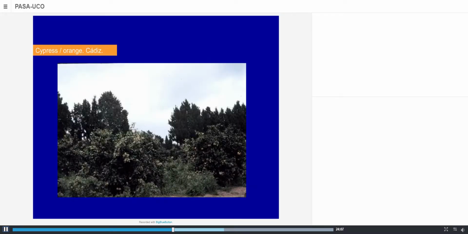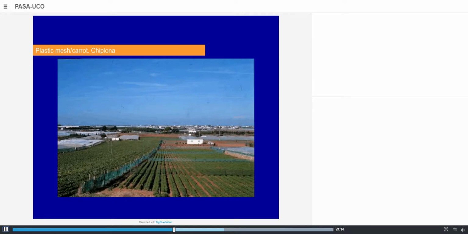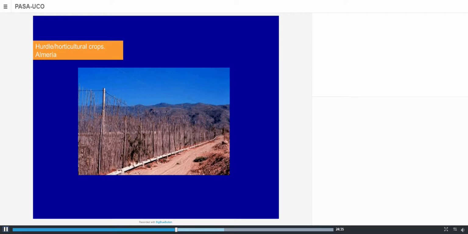Here, we see a cypress windbreak protecting an orange plantation in Cádiz. And here, we see the use of a plastic mesh to protect carrot crops in Chipiona. We can sometimes use perpendicular windbreaks to protect from different wind directions. And here we see a hurdle. This is made of dry canes, protecting horticultural crops in Almería.